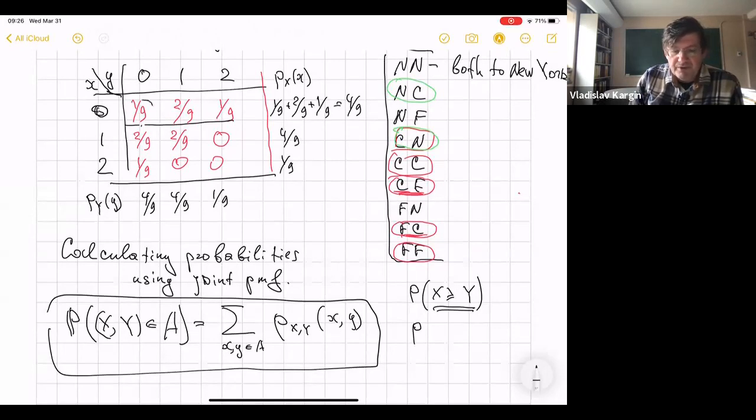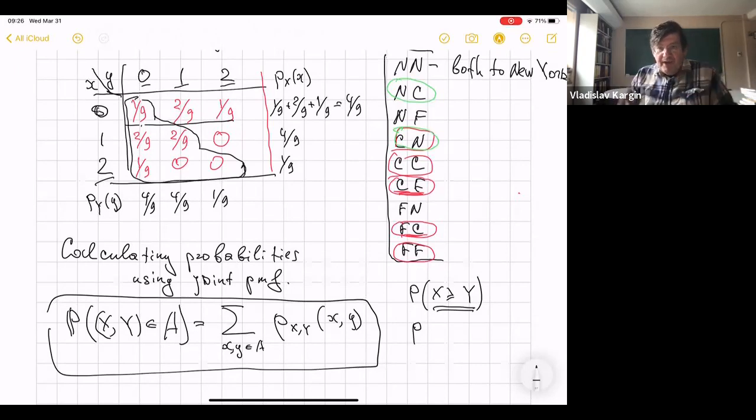So 0 is greater than or equal to 0. Okay, so it's this thing. 1 is greater than or equal to 0 and 1 is greater than or equal to 1. And 2 is greater than or equal to 0, to 1, and to 2. So this is our event of interest. This is exactly the values of X and Y such that the condition that X is greater than or equal to Y is satisfied. And our rule says we need to sum the PMF over all possible values inside this event.